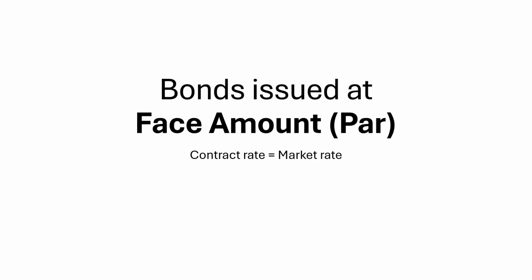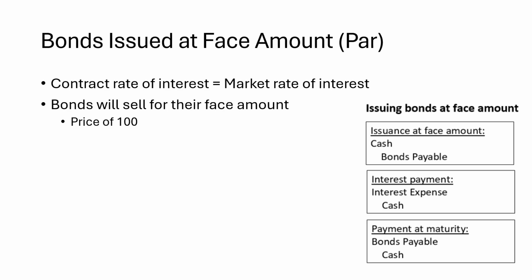Bonds issued at face amount, which we also call par. And that's when the contract rate equals the market rate. So all of the information is given to us in the problem. We really don't have to do any additional calculations. So when bonds are issued at face amount or par, like I said, the contract rate equals the market rate.